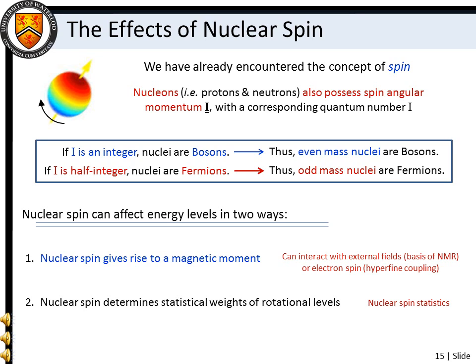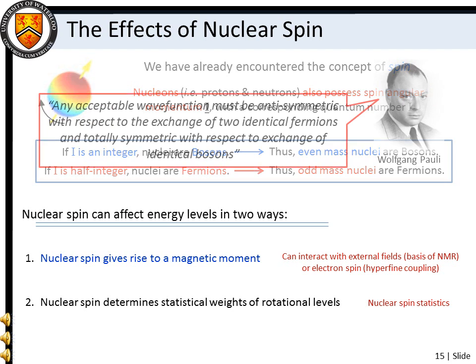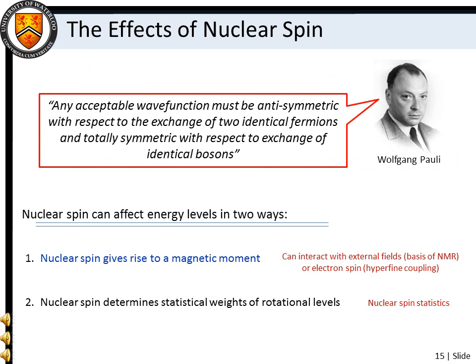Since both protons and neutrons possess a spin-angular momentum of I equals 1/2, we find that even-mass nuclei are bosons and odd-mass nuclei are fermions. Now, recall the Pauli exclusion principle, which can be stated as any acceptable wave function must be antisymmetric with respect to the exchange of two identical fermions and totally symmetric with respect to the exchange of identical bosons.